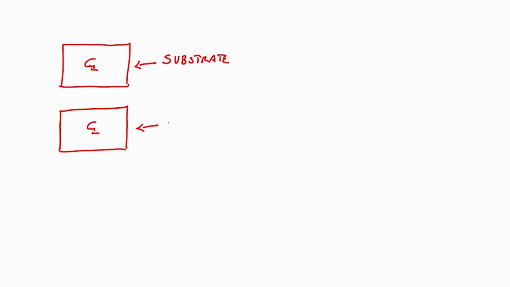Next step is to spin coat photoresist. Spin coat photoresist. What kind of photoresist can we use? We can use positive or negative photoresist. In this case we are using a positive photoresist. So, what have we done? We have spin coated the photoresist on the substrate.